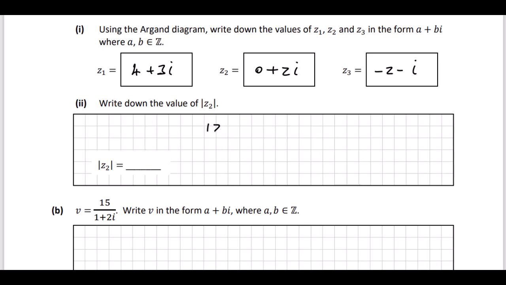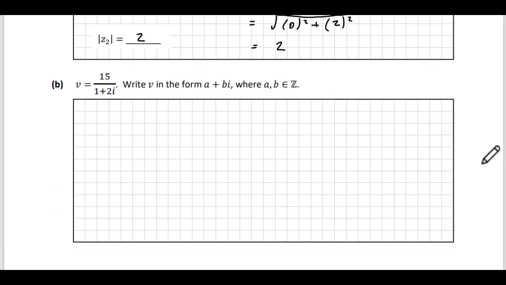So the modulus of Z2 is going to be the modulus of 0 plus 2i. What that involves then is taking the square root of a squared plus b squared. So our a is 0, we've got to square it. Our b is 2, which we've got to square. So 0 squared is 0, 2 squared is 4, the square root of 4 is just 2. So the modulus of Z2 is just 2. Okay, let's look at the next one.